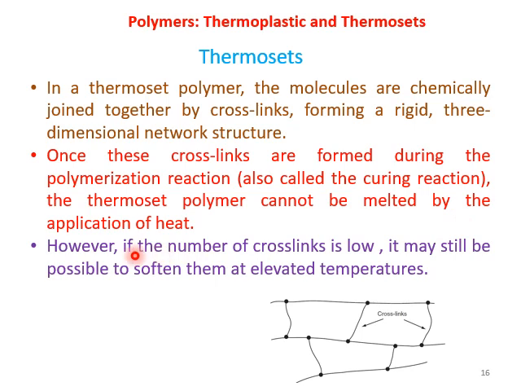So once the crosslinks are formed during the polymerization reaction, also known as the curing reaction, the thermoset polymer cannot be melted by the application of heat. So once you apply heat to it, it cannot be melted again. However, if the number of crosslinks is low, right, it may still be possible to soften them at elevated temperature. So as you can see here, these are the crosslinks. If the number of crosslinks is low, then it won't be possible to melt it, but it will be possible to soften it, and that too at a very high, that is, elevated temperature.